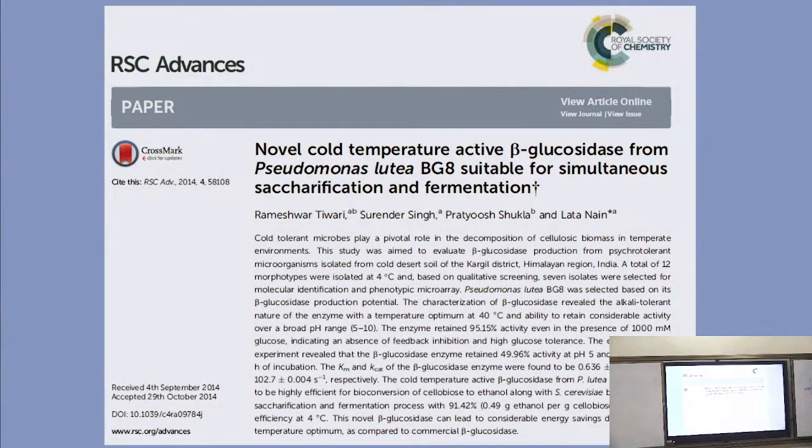And this study we published, cold temperature active beta glucosidase from Pseudomonas lutea BG8, okay, and this was collaborative work with IERI, and Rameshwar was my PhD student, he is now in South Korea.